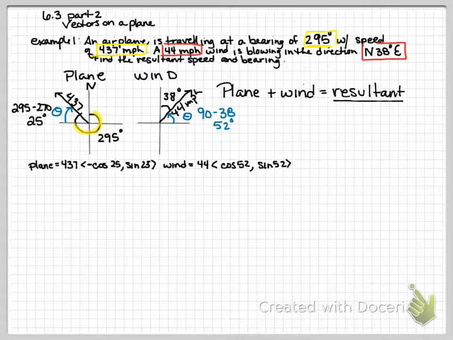I'm going really slow on these first two because I want to make sure, or this first example, and then we can speed it up. So now remember, to find our resultant, we're going to add these together. So I'm going to write an equation adding them together. So 437, hold on here, let me rewrite it.